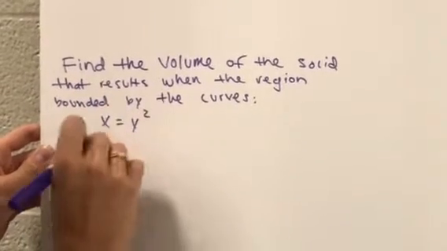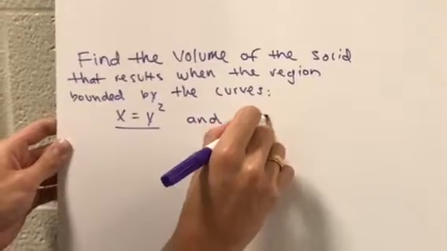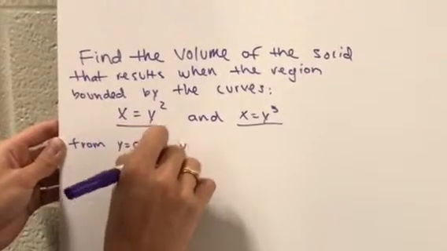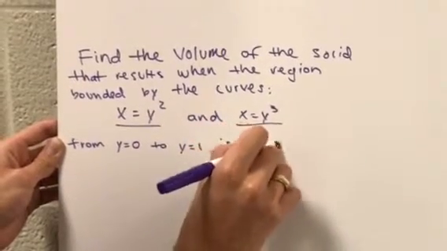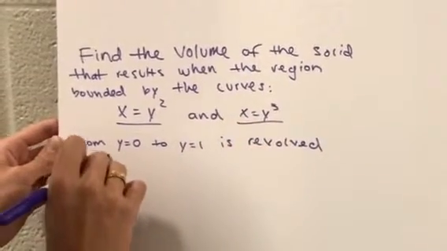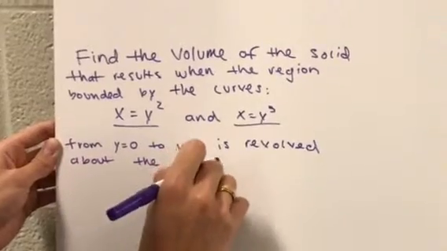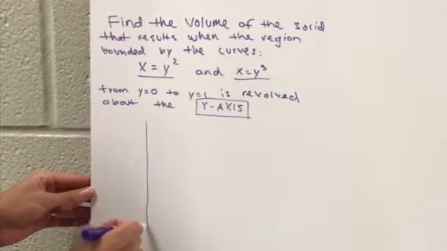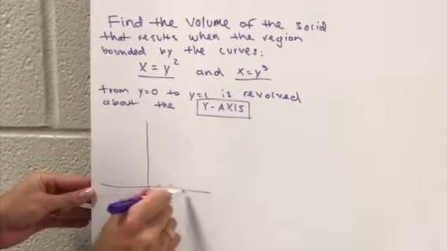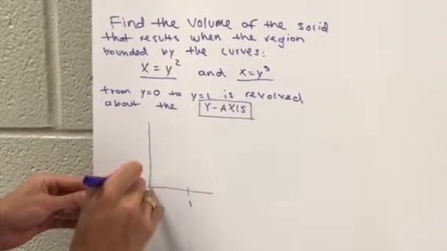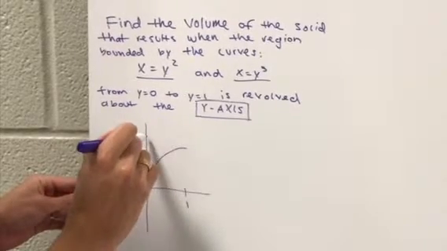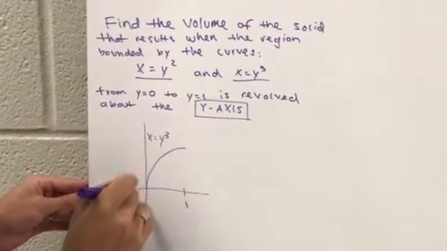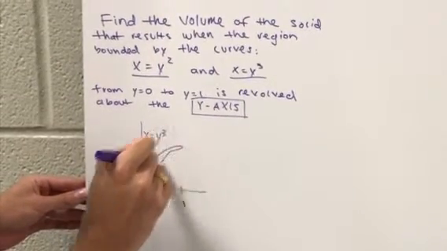Find the volume of the solid that results when the region bounded by the curves x equals y squared and x equals y cubed from y equals 0 to y equals 1 is revolved around the y-axis. Here we're just going to be drawing the graphs y squared and y cubed, and then we're going to shade in the region bounded by the two curves, which is what you'll be finding the volume of when you rotate it around the y-axis.